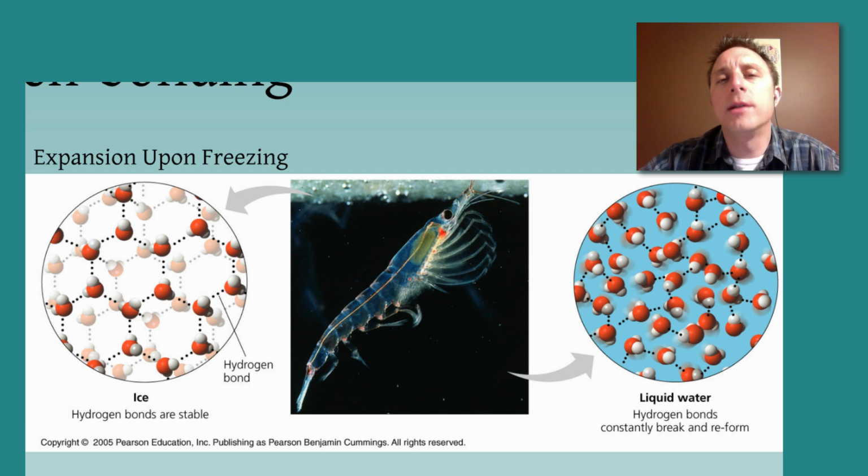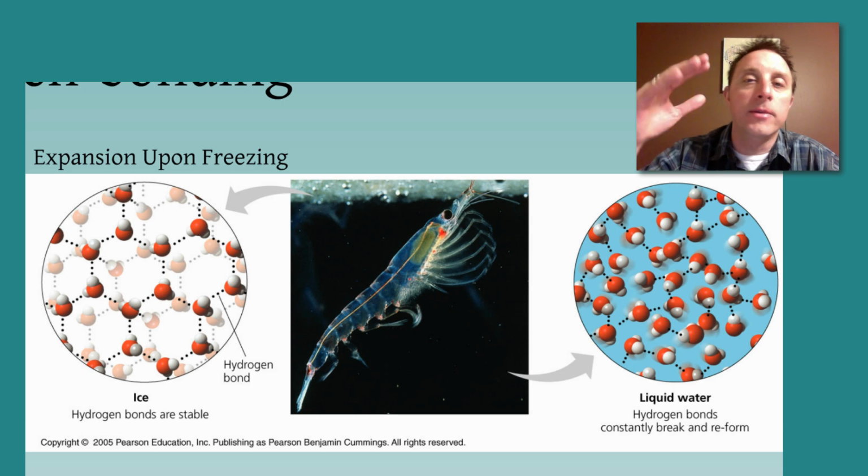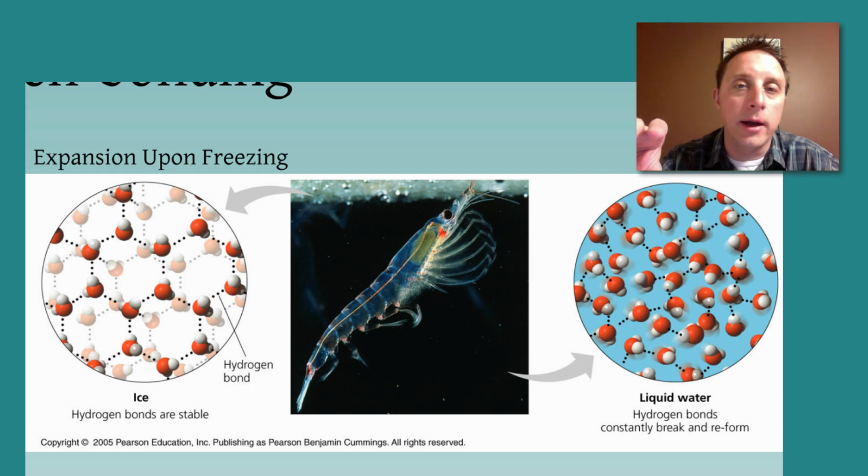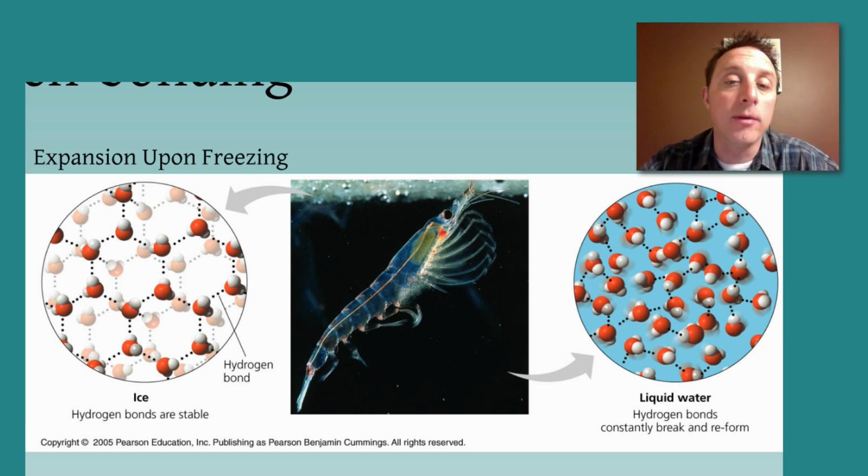That means that in the wintertime, when the lakes and the ponds freeze over, they freeze from the top down. And that top layer of ice will form an insulating layer, so the water underneath will remain liquid and will remain at a temperature which can support life. So the little shrimp here can survive the winter right underneath the top layer of ice.